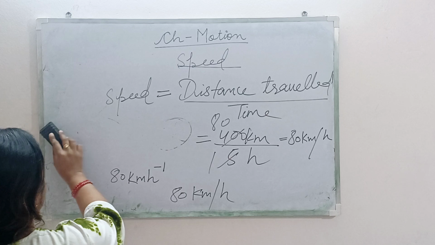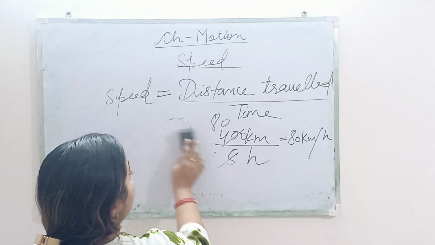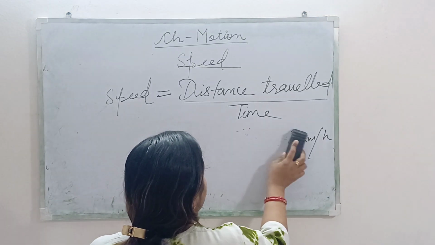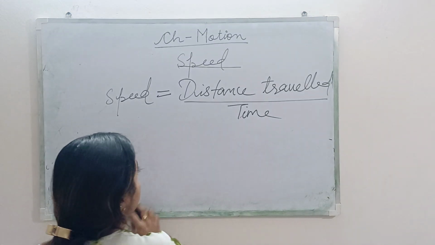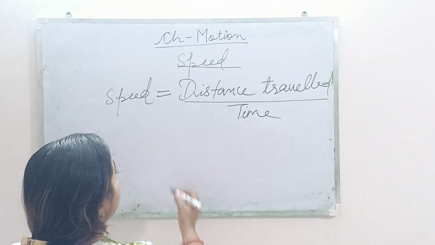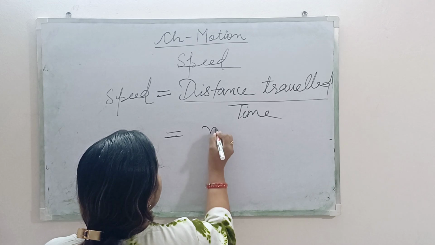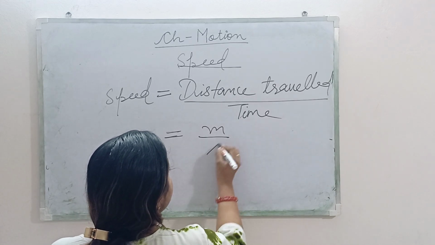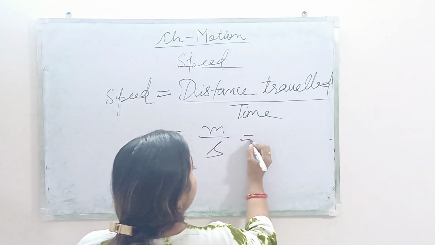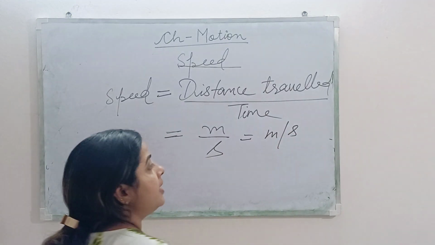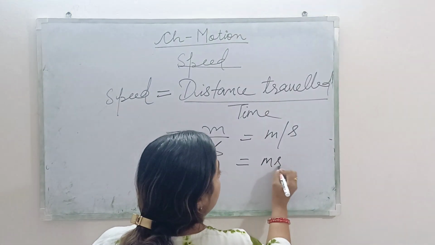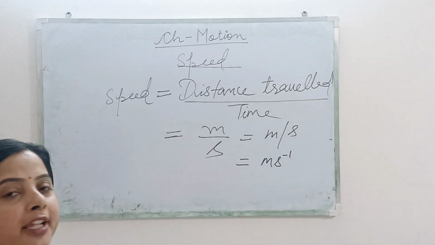Okay, what is speed? Means distance traveled in every unit time. Now if we talk about the unit of speed, children, the SI unit of distance traveled is meter and the SI unit of time is second. So what is the SI unit of speed? Meter per second. Meter per second is the SI unit of speed, which can be written like this also.